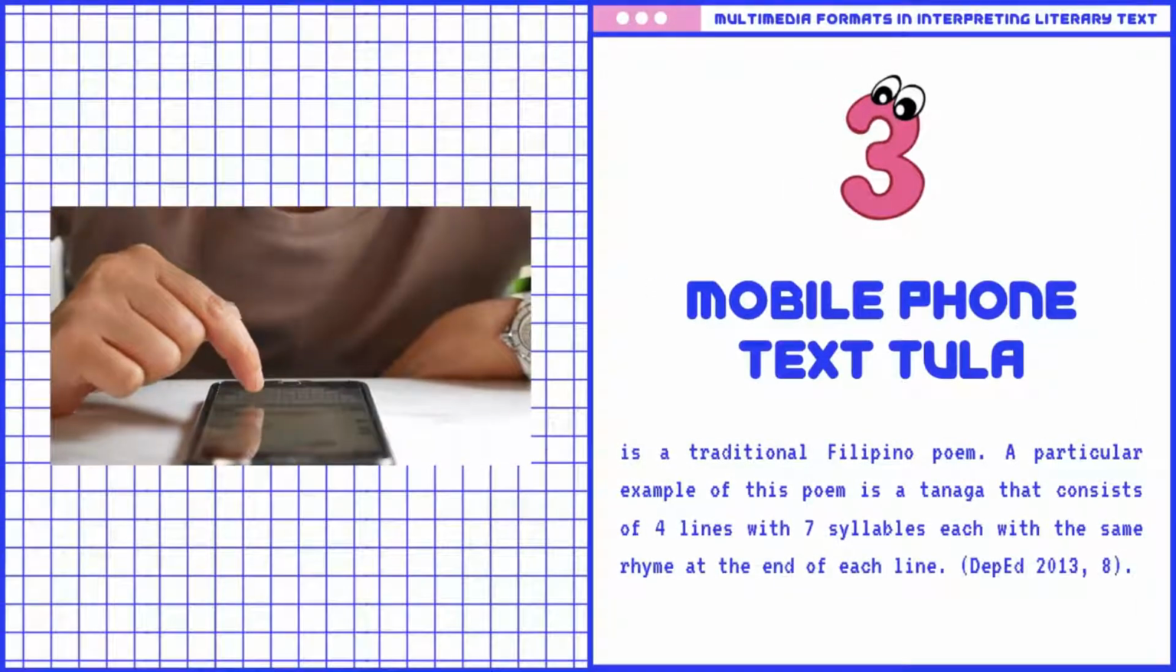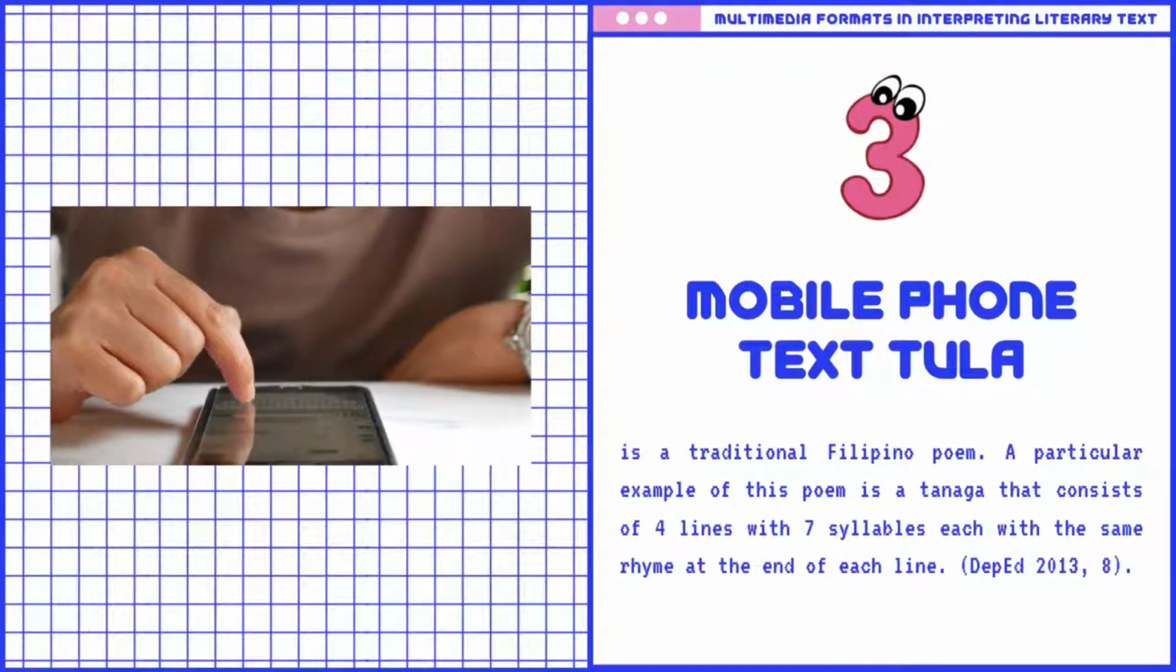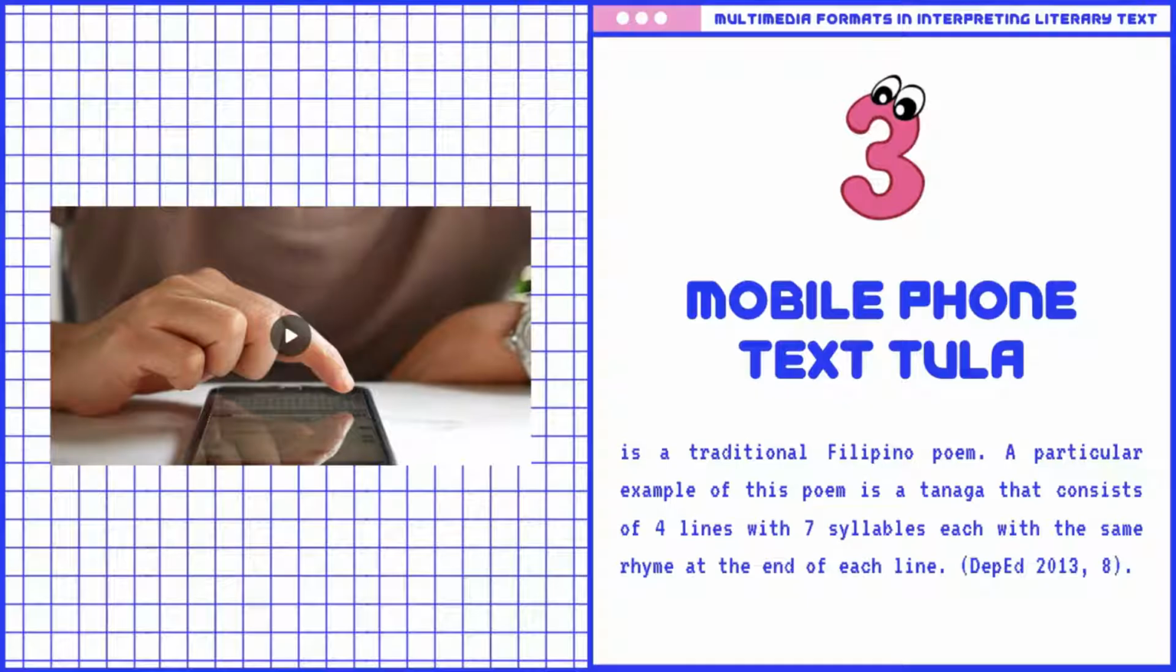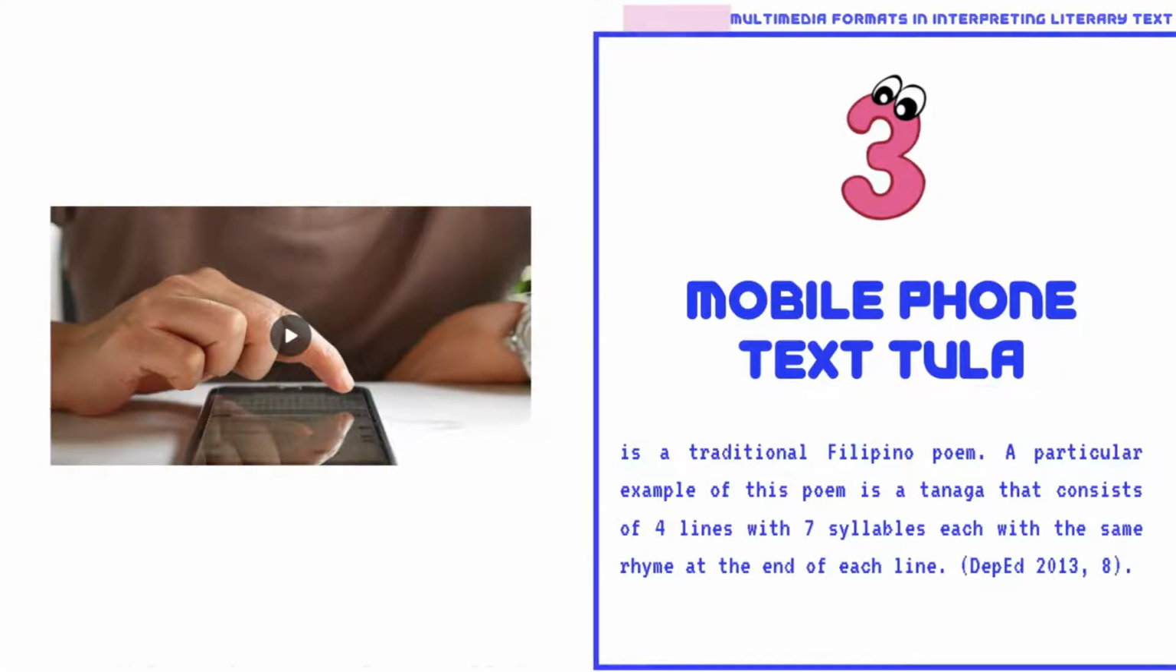Next, number 3, mobile phone text tula. It is a traditional Filipino poem. A particular example of this poem is a tanaga that consists of 4 lines with 7 syllables, each with the same rhyme at the end of each line. It is basically a very short poem uploaded or sent through text messaging or even chat.